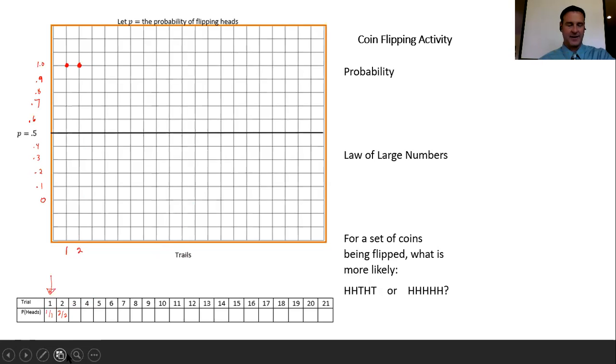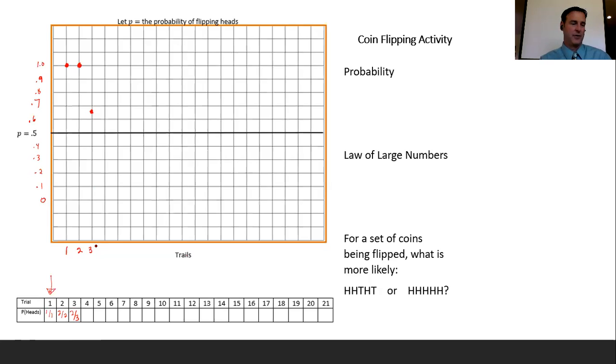I did not get heads, I got tails. Okay, so now I am 2 for 3. And 2 for 3 is about 66 2/3%. It's actually exactly that. So 0.66 is just an estimate right about here for 3.